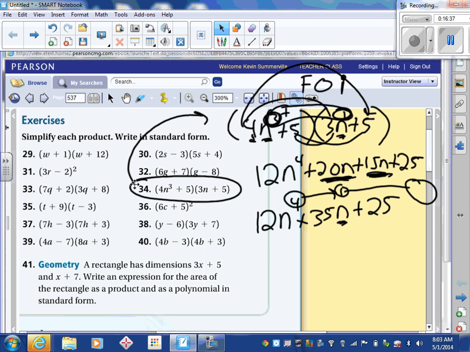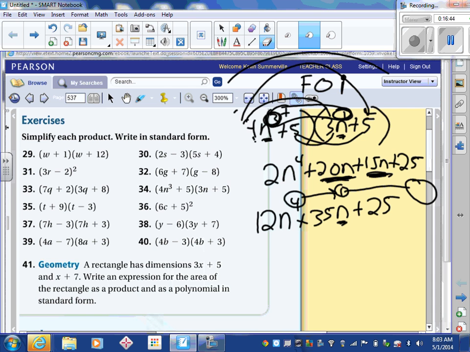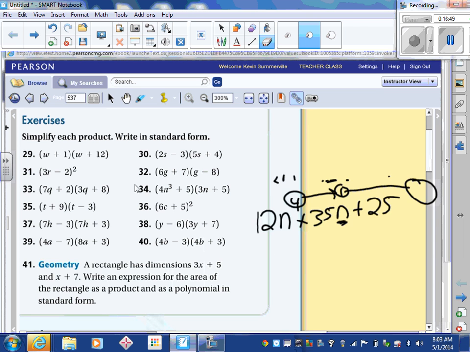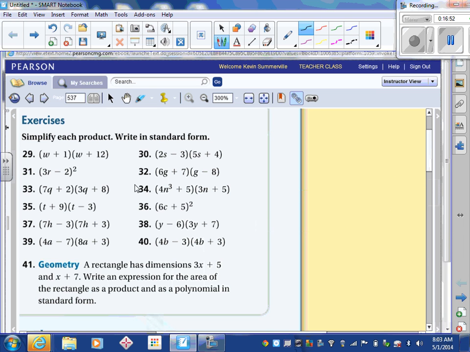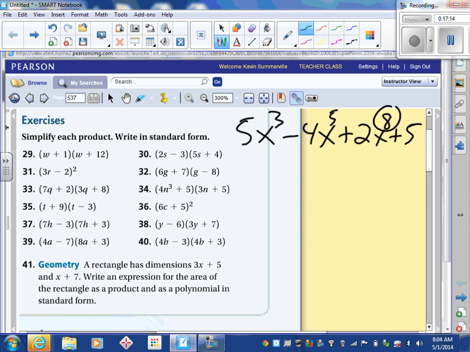I'm going to give you a problem that talks about standard form again, and what you might see on your test tomorrow. If I give you this, 5x to the 3rd power minus 4x to the 5th power plus 2x to the 8th power plus 5, how do I put that in standard form? I have to look for the highest exponent, 8. That goes first. 2x to the 8th power.